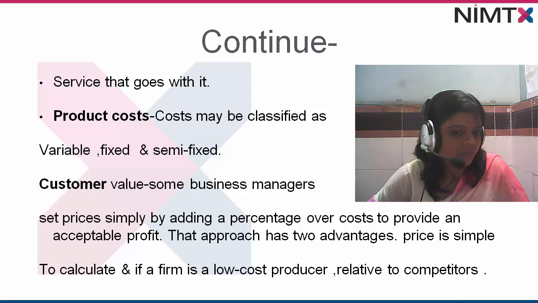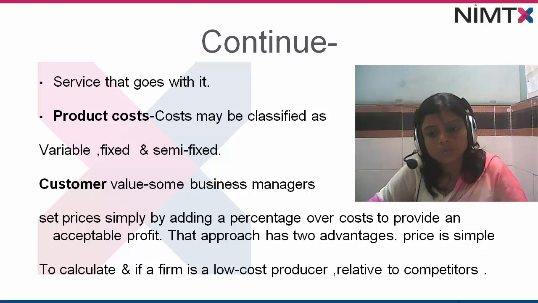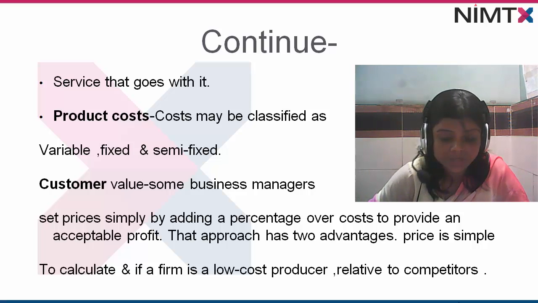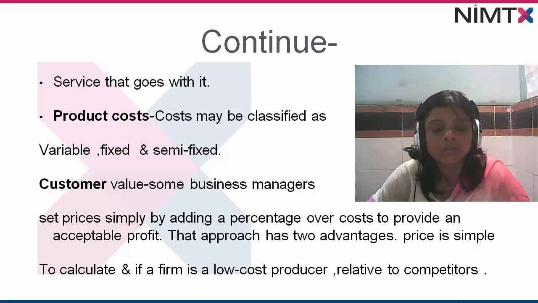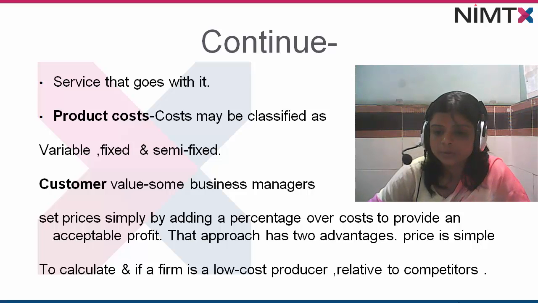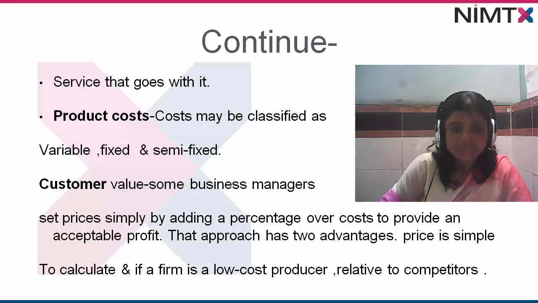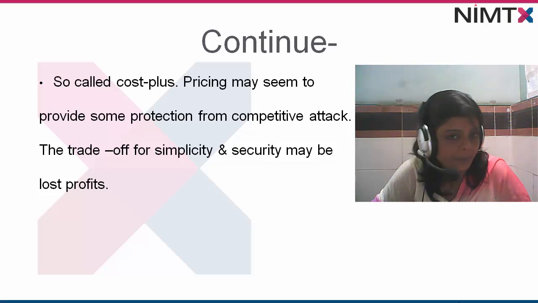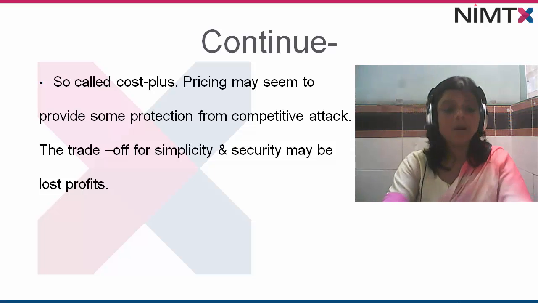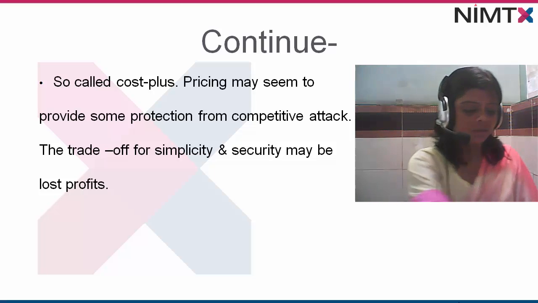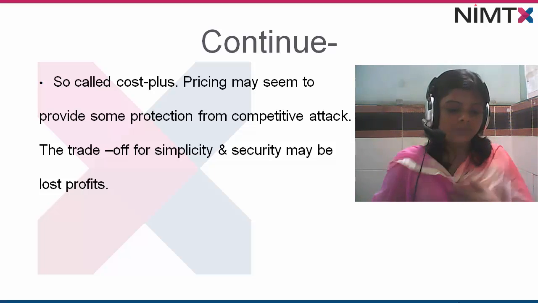Some business managers set prices simply by adding a percentage over cost to provide an acceptable profit. That approach has two advantages. Price is simple to calculate, and if a firm is a low cost producer relative to competitors, so-called cost-plus pricing may seem to provide some protection from competitive attack. The trade-off for simplicity and security may be lost profits. This is about the customer value, okay, as I have defined.